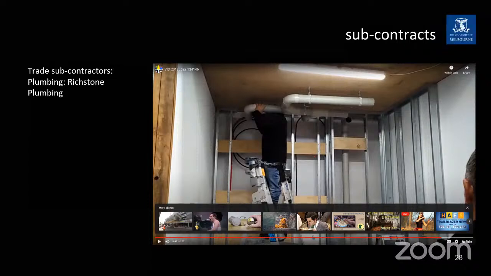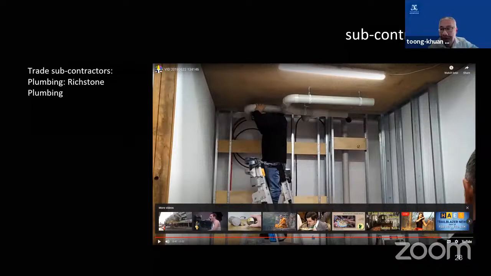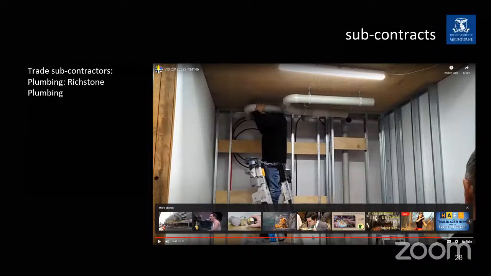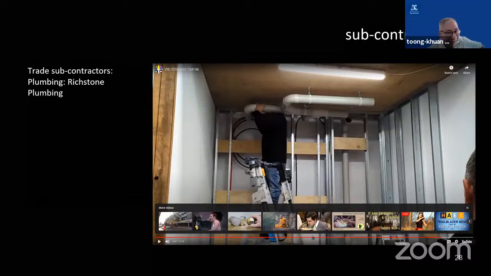Yes. Is the material from them too? The material, yes, the pipe, yes, is from them too? Or the pipe is also from the plumber, yes. Sir, in this case, is it captured in manufacture, not in construction? Ah, yes. So this will be captured in manufacturing, correct?